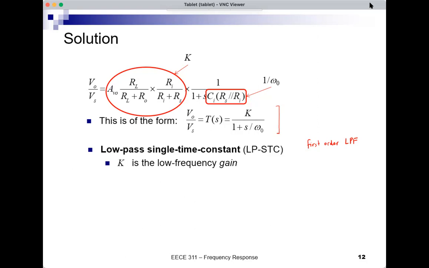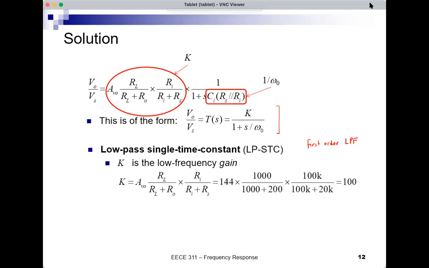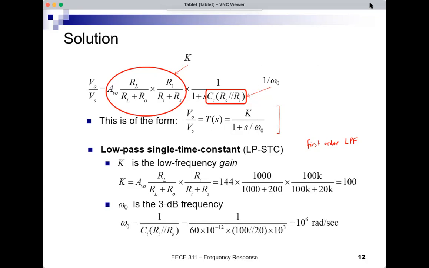Omega 0 is a very special frequency. Omega 0 is called the 3 dB frequency. And now we will learn why it's called the 3 dB frequency. And the numerical values for K and omega 0 for this particular amplifier, with the numerical values that we showed, are 100. So this is the low frequency gain. It's a decent amplifier. It has a gain of 100 for low frequencies.